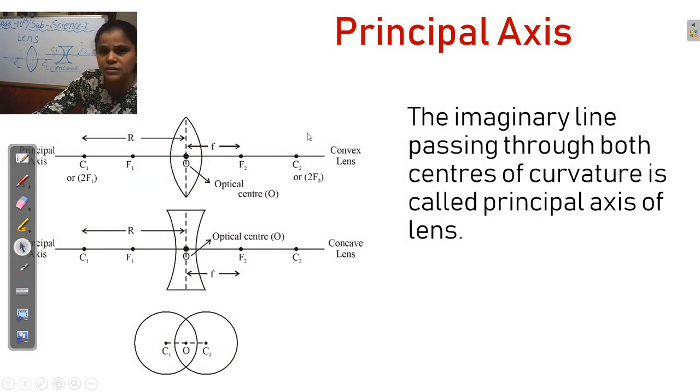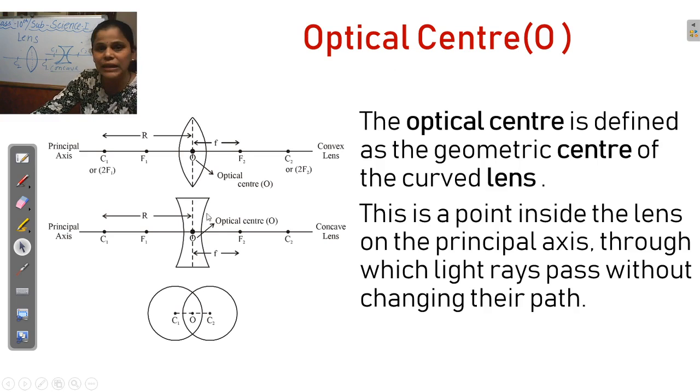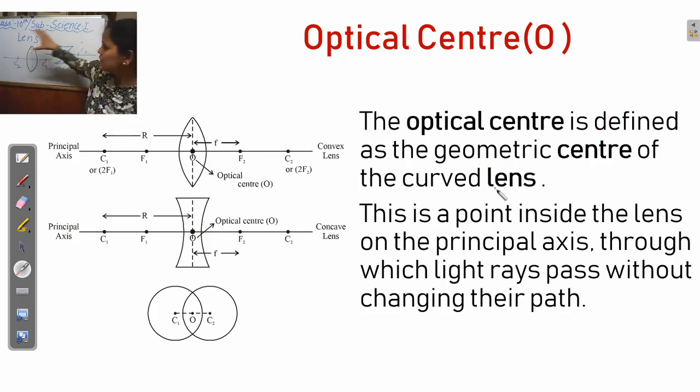The next term is the optical center. The optical center is defined as the geometric center of the lens. The center of this lens, that is this intersection point where I drew the dotted line, is the center of this lens. The center of the lens is the optical center, which is denoted by O. Clear?